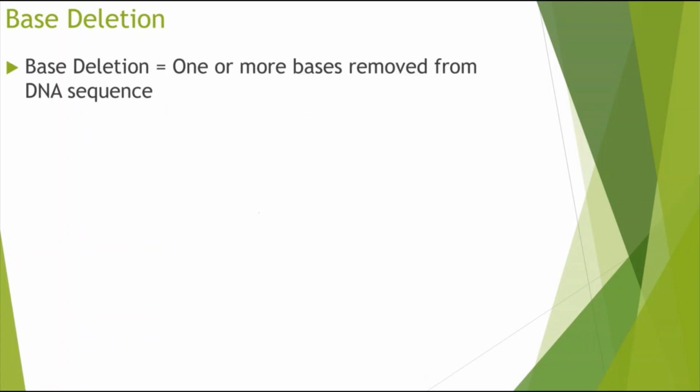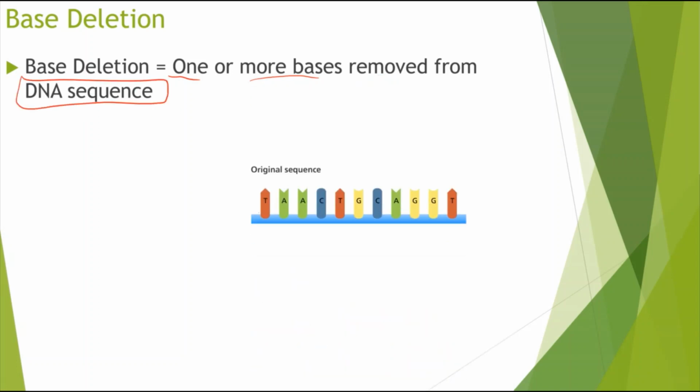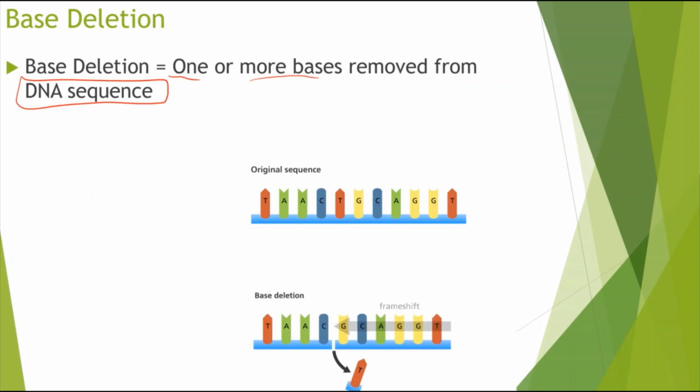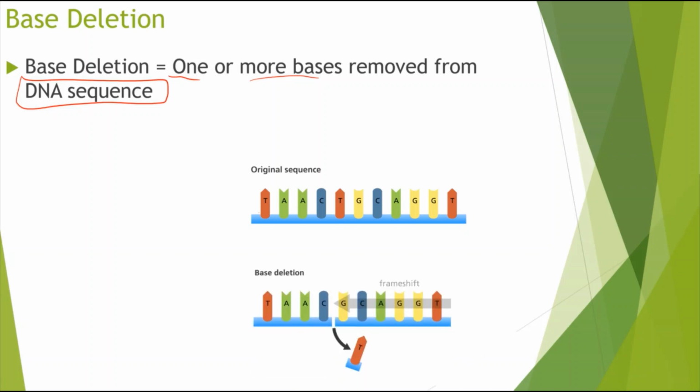Okay, so now looking into the types of gene mutations. First, looking at the base deletion. Base deletion is basically where one or more bases are removed from the DNA sequence. For example, if this is our original sequence, what happens is there would be a base deleted. In this case, this thymine is removed from the DNA sequence.